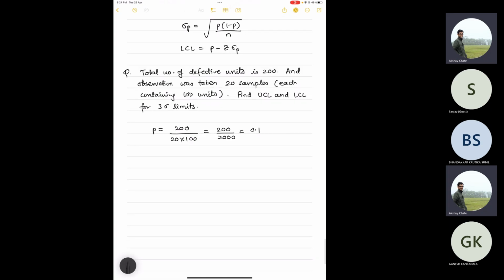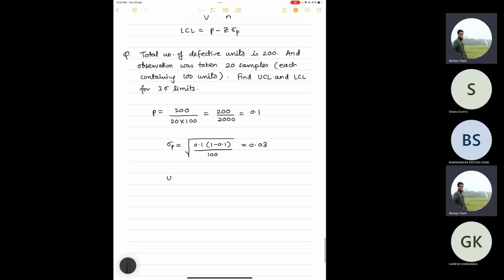And now everything becomes easy. Before UCL we calculate sigma P. That will be the square root of 0.1 into 1 minus 0.1 divided by n. N will be 100. If you do this calculation, it will be 3 into 10 to the power minus 2. So it should be 0.03.